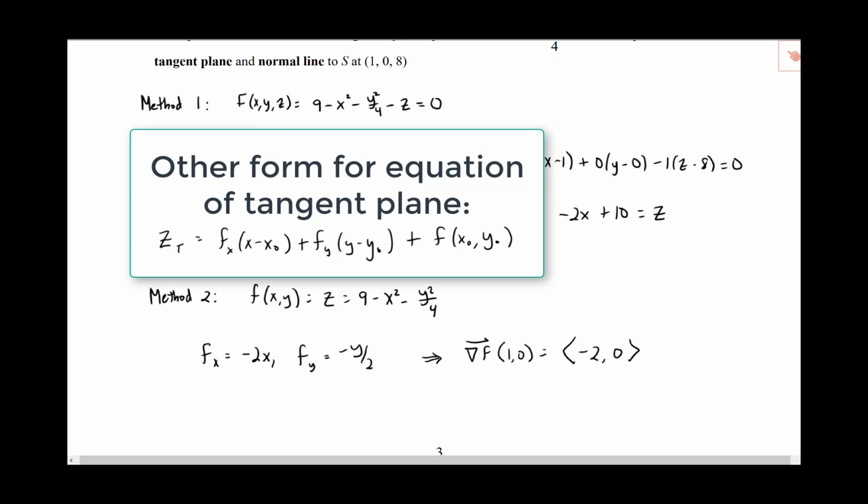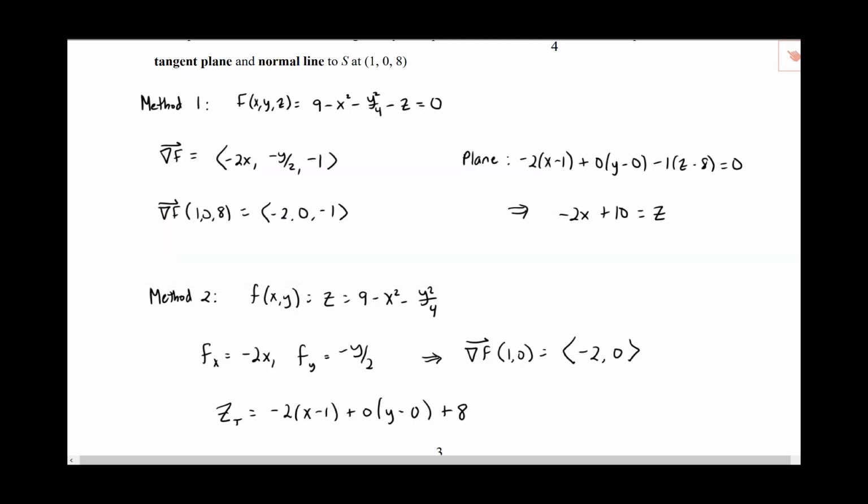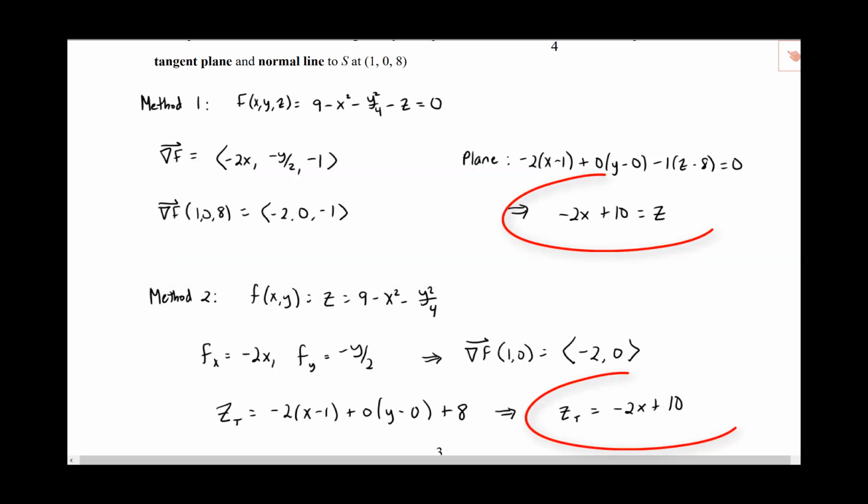Now we write the equation of the tangent plane. Z sub t, for the z on the tangent plane, equals -2 times (x minus 1) plus 0 times (y minus 0) plus whatever z equals when x is 1 and y is 0. And we already know that from the setup of the problem. That's 8. Now if we work this one out, cleaning it up a little bit, lo and behold, we get the exact same equation that we got when we did it using the other method, which of course we better, or we've made a mistake, a grave mistake.